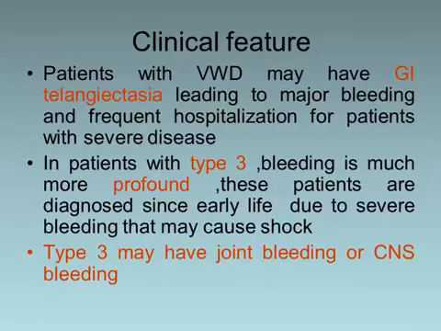Patients with von Willebrand disease may have GI tract telangiectasia, leading to major bleeding with frequent hospitalization if the condition is severe. In type 3, bleeding may be more profound. Those patients are diagnosed since early life due to severe bleeding that may cause shock. Type 3 may have joint bleeding and CNS bleeding.